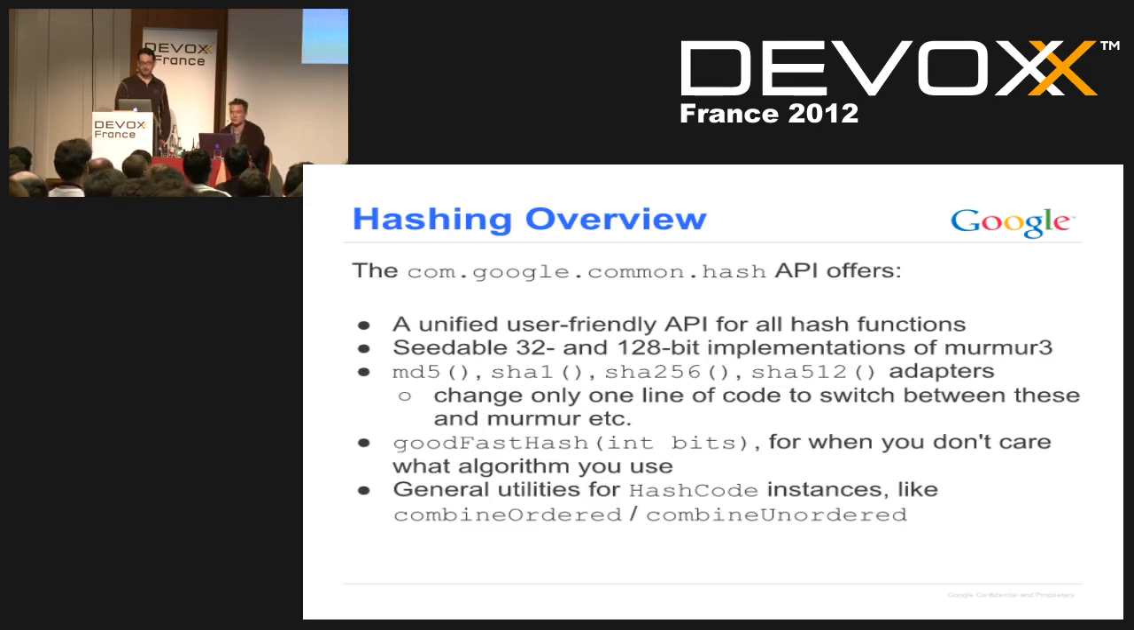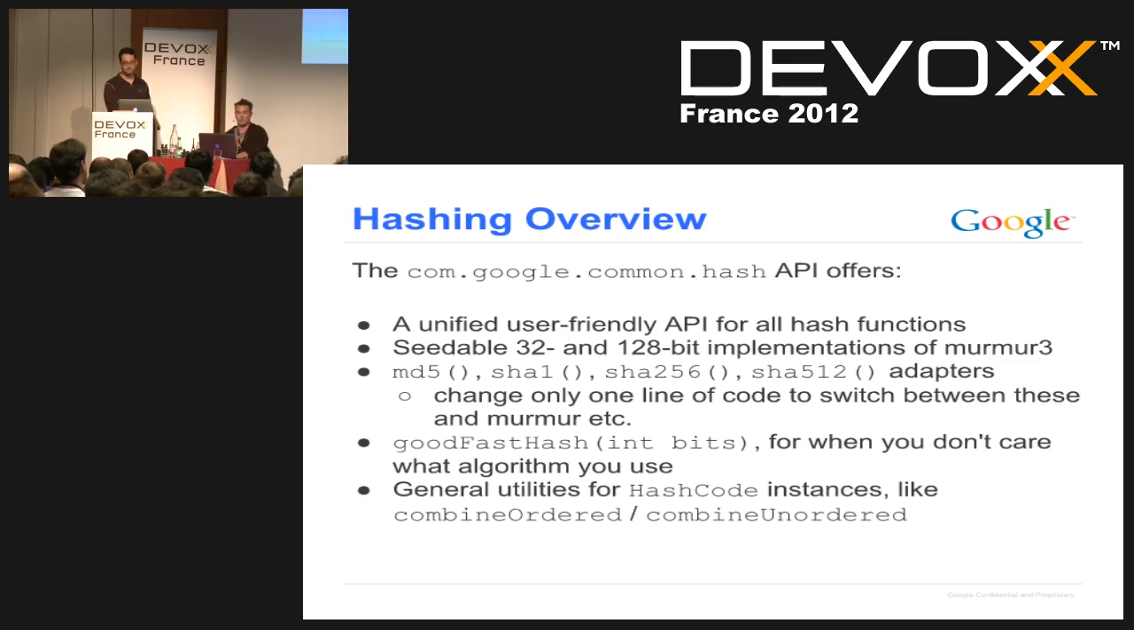So as I mentioned, we have this unified API for all hash functions. And we provide implementations of the Murmur3 algorithm, which is a very well-liked hashing algorithm. We are not really hashing experts ourselves, but we have asked the people who are, and there's a lot of respect for Murmur3. We have 2 versions of it, and they are seedable. So if you need different ones, just create different ones that are seeded differently, and they will be completely independent hash functions.